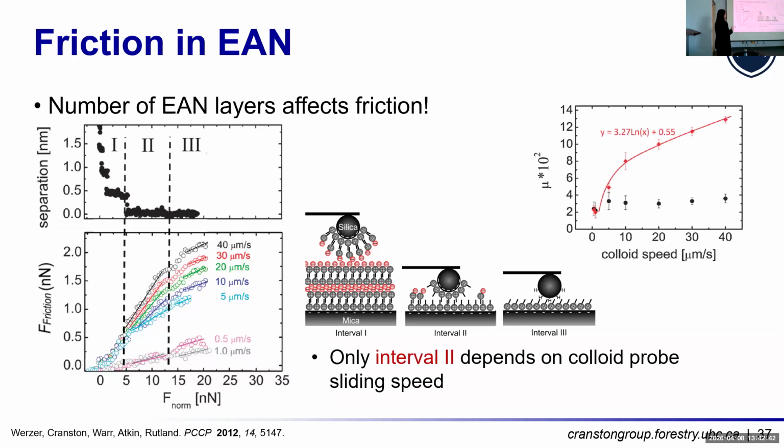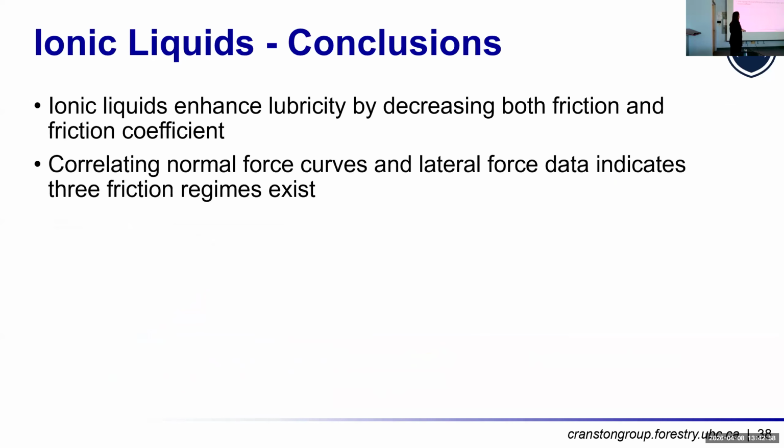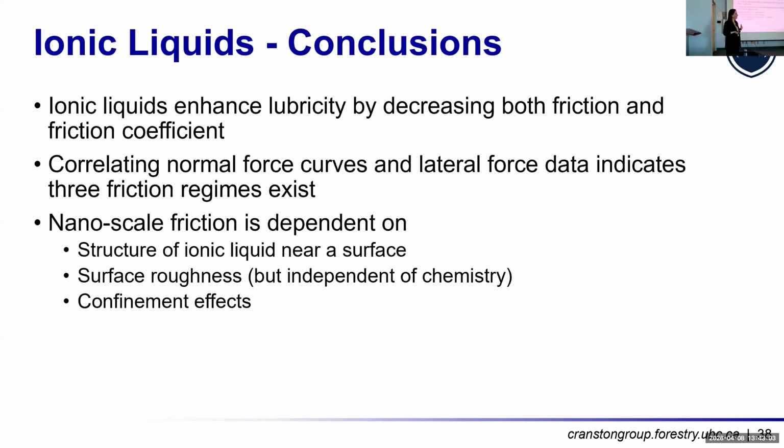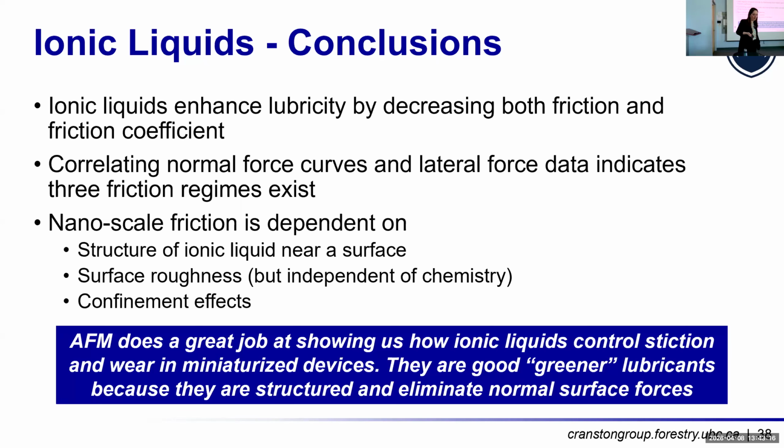So like a little ball-bearing molecular layer of cations at the surface where I have, again, very, very low friction coefficients for the system. So the numbers and the exact conclusions here aren't as important, but the idea that we can correlate normal forces to friction forces is pretty interesting, in that you could actually measure friction at different spacings, so close to the surface and far from the surface. So we think that ionic liquids work pretty well as lubricants in this system, and that the nanoscale friction in this case was really dependent on the structure of the ionic liquid at the surface, and then a little bit on the surface roughness, but didn't matter what the chemistry was of our surfaces. So the AFM was helpful for understanding this system a little bit more.